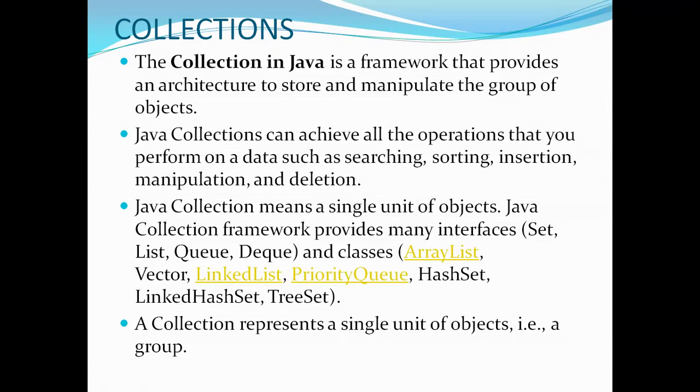The collection framework provides many interfaces like the List interface, Set interface, Map interface, Queue, PriorityQueue, etc. And these interfaces are implemented by classes like ArrayList, LinkedList, Vector, Stack, HashSet, LinkedHashSet, TreeSet, etc.